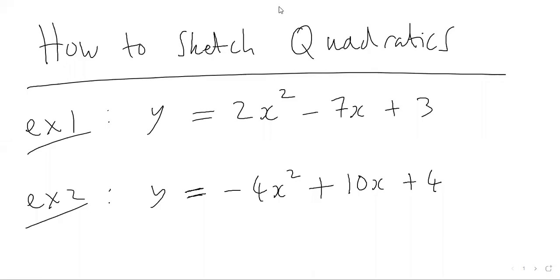Hello, so in today's video, we're just going to sketch a couple of examples of quadratic functions. The best way to do this is probably just to go through, as I said, two examples rather than try and explain the theory. So the first example is y equals 2x squared minus 7x plus 3. And the second example is y equals minus 4x squared plus 10x plus 4. We're just going to try our best to sketch those two quadratic functions.